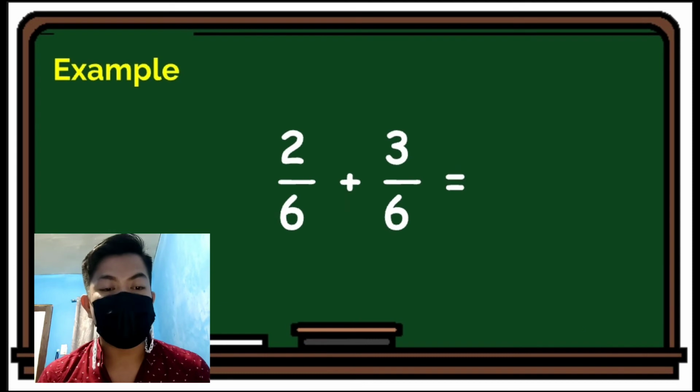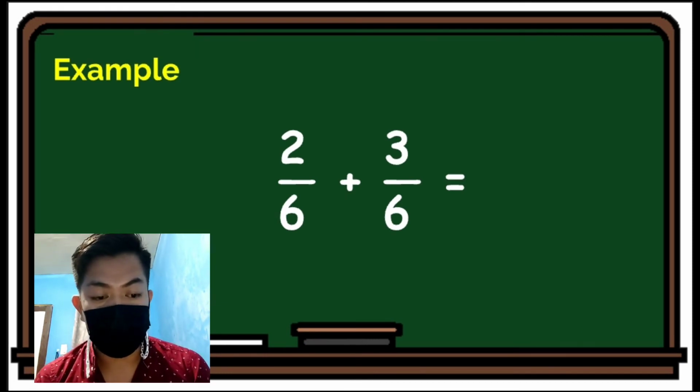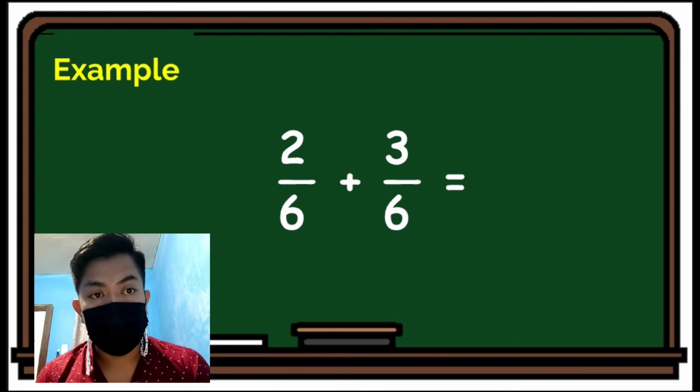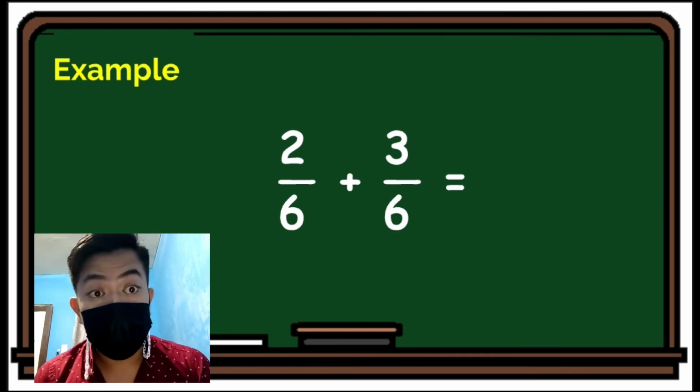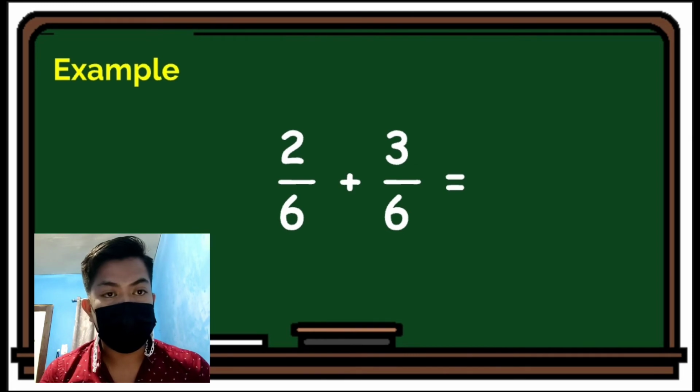The example here is 2/6 plus 3/6. Since the rule of addition of fractions is that if the denominators are the same, we just have to simply copy the denominator and add the numerators. So we have here the 6, just simply copy 6 and add 2 and 3. So we have 5/6.